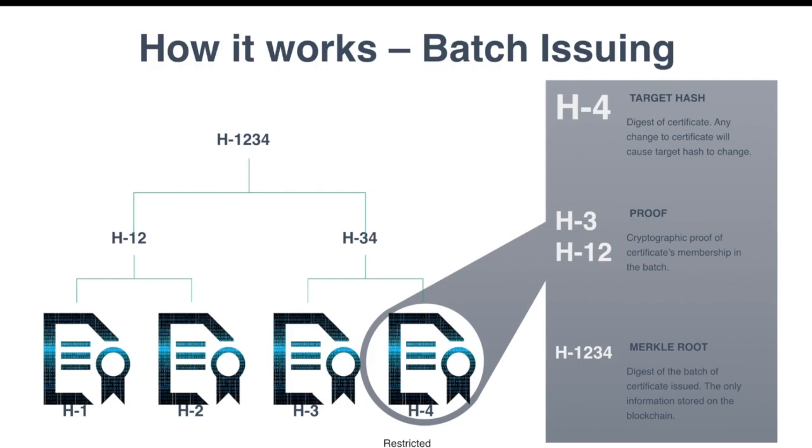Each single cert will then be given a proof, which is a cryptographic proof of membership of the single certificate in the entire batch. Using this method, we are able to solve the problem of low transaction speed and high transaction costs of using the Ethereum network, as we are now able to batch issue a large number of certificates using a single transaction on the network.